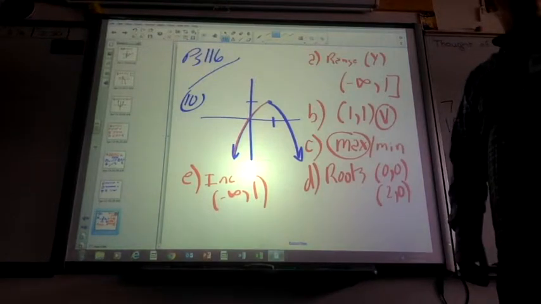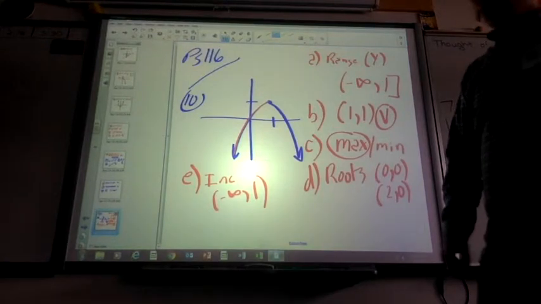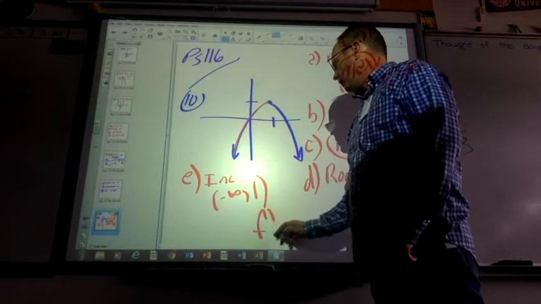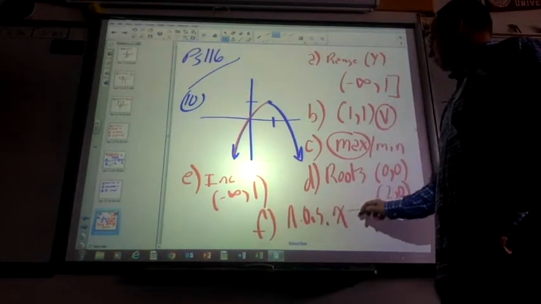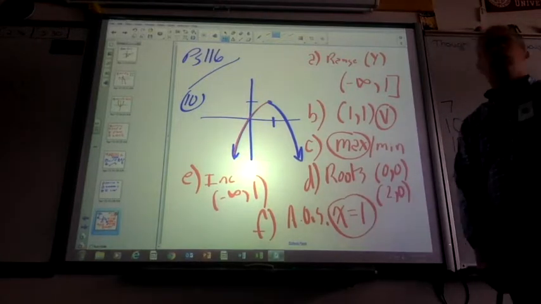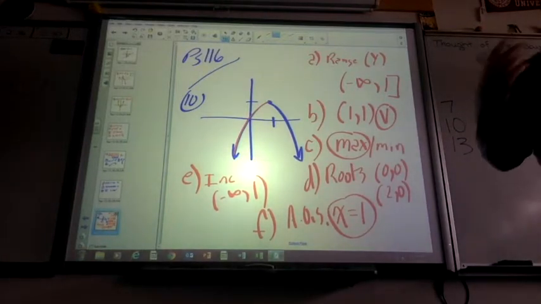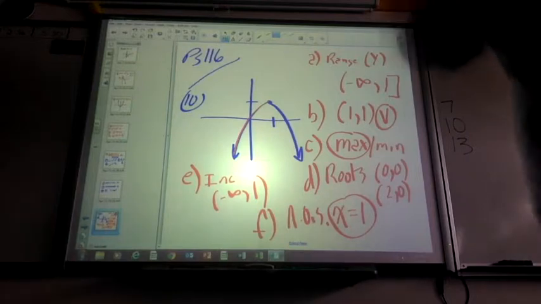Is there a letter F? Equation of the axis of symmetry. Oh, okay. Axis of symmetry is x equals 1. Make sure you have it as x equals. If you just have it as 1, that just means you're talking about a value. If you have x equals 1, it means you're talking about a vertical line.